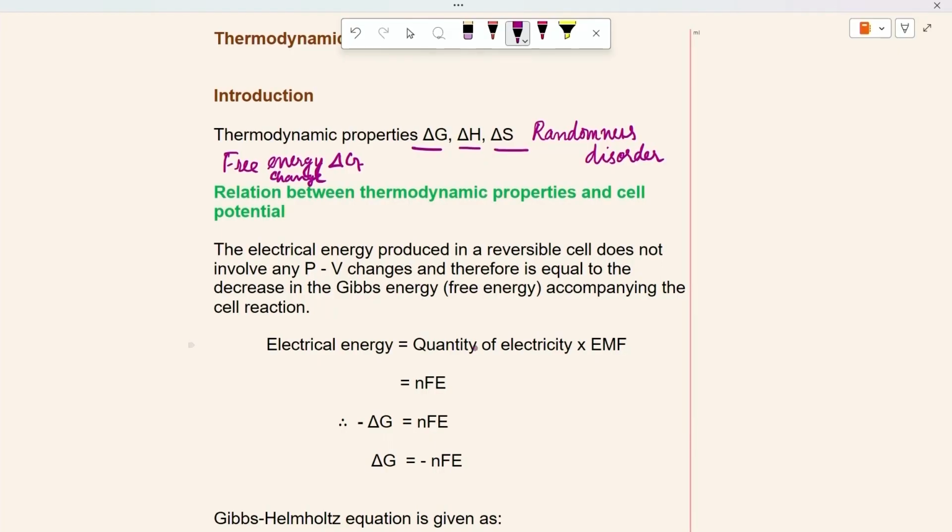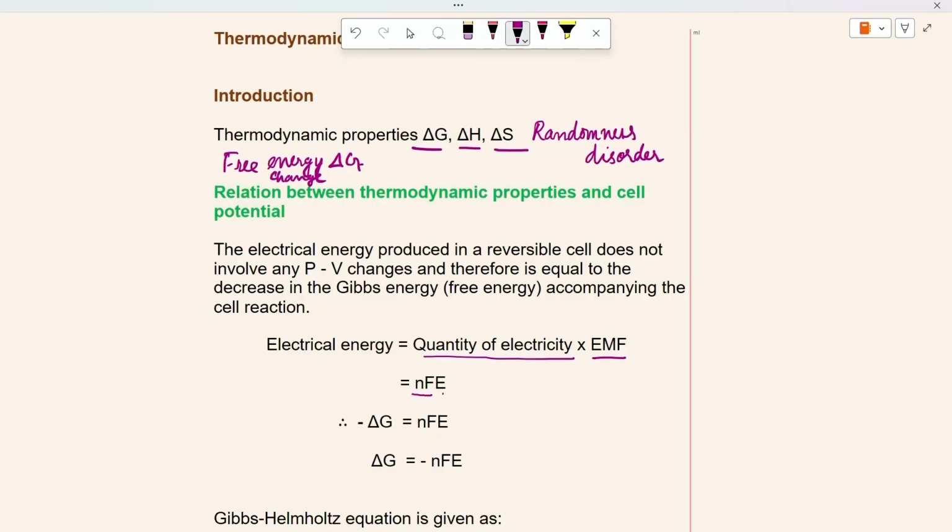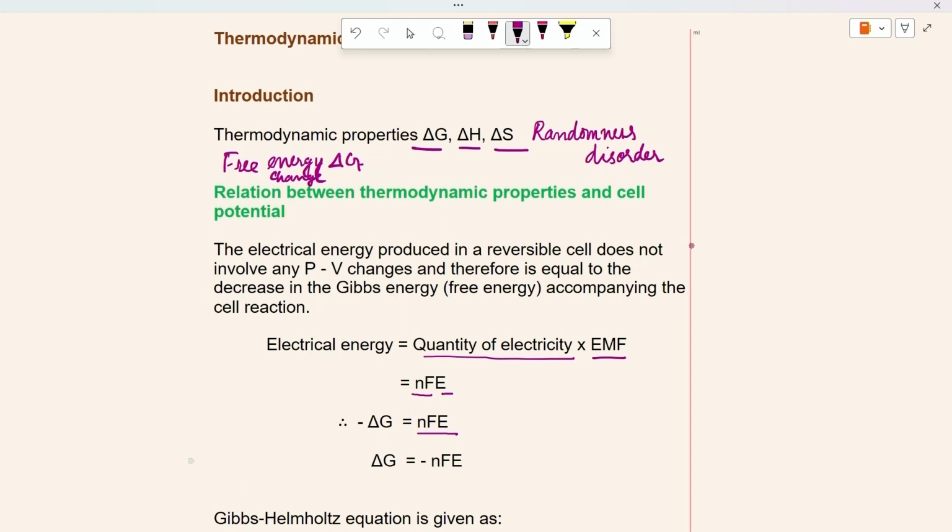Now, what is electrical work done? Electrical work done is quantity of electricity passed through a cell multiplied by the potential difference, or you can call it as EMF. So, quantity of electricity into EMF will give you electrical energy. And how to get the quantity of electricity? We know that for one equivalent we have F Faradays of quantity of electricity, and for n gram equivalents, or if you are having n moles of electrons, n multiplied by F will give you the quantity of electricity passed through the cell. And of course, E is the potential difference or EMF of the cell. So, you will get minus delta G, which means that it is a decrease in free energy, equal to the electrical work done, nFE, or you can put it as delta G is equal to minus nFE.